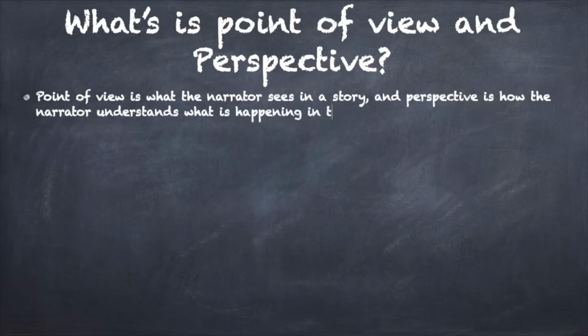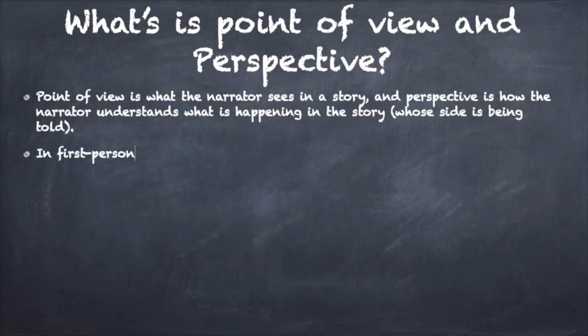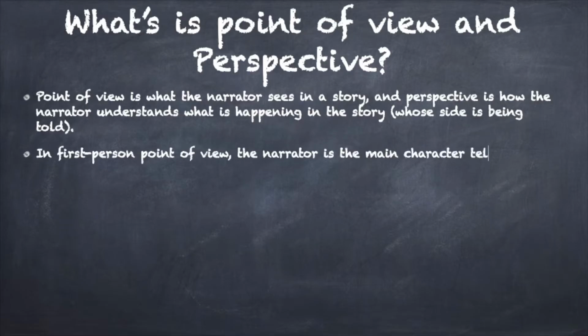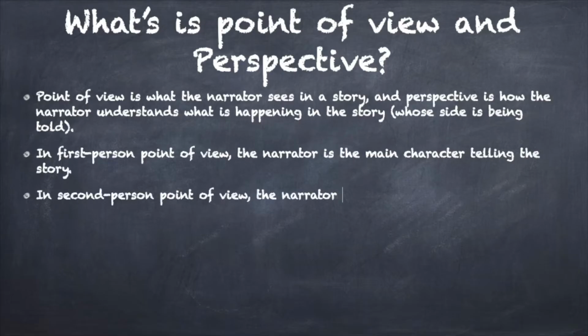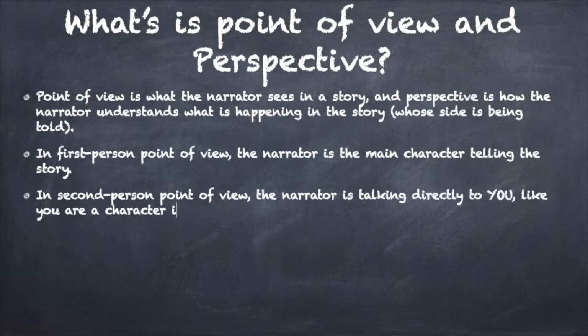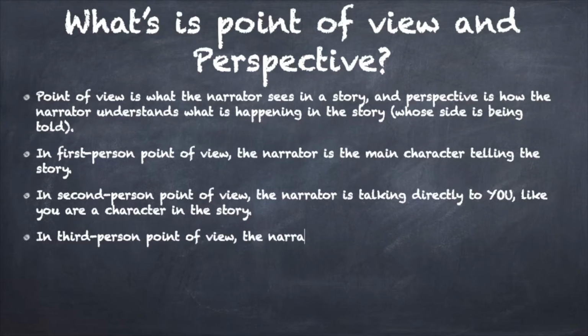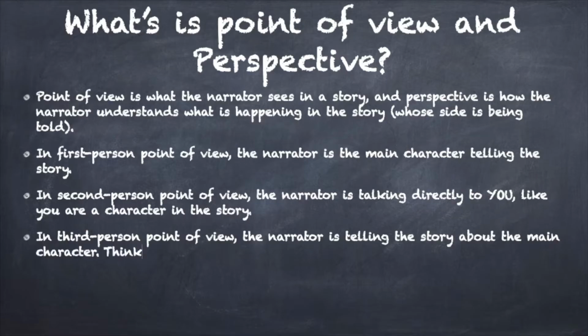In first-person point of view, the narrator is the main character of the story. In second-person point of view, the narrator is specifically talking to you as though you are a character in this story. Second person can also be commands and instructions and directions. In third-person point of view, the narrator is telling the story about the main character, but the narrator is not actually a character in the story. Third-person point of view can be limited, omniscient, or objective.